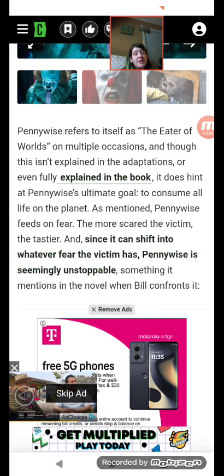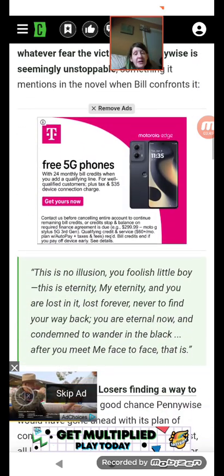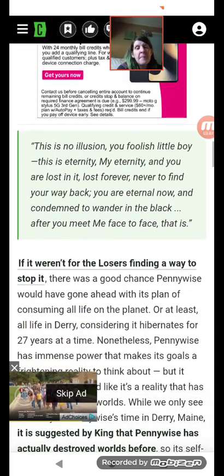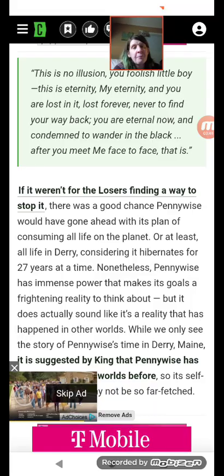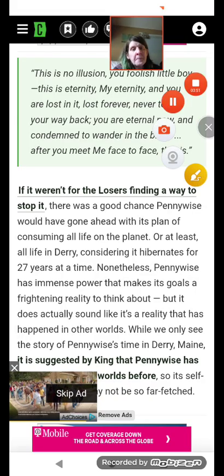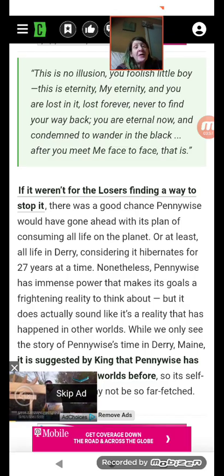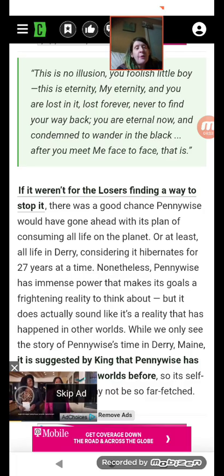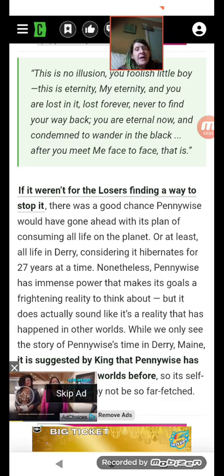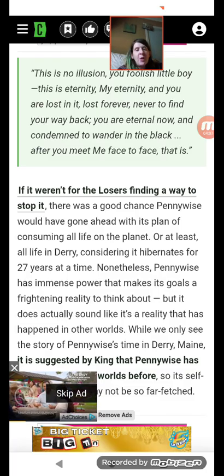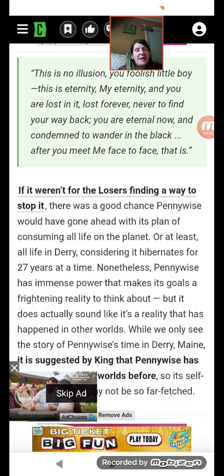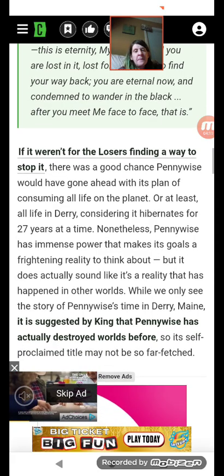Something it mentions in the novel when Bill confronts it. This is no illusion, you foolish little boy. This is eternity, my eternity, and you are lost in it, lost forever, never to find your way back. You are eternal now, and condemned to wander into black after you meet me face to face, that is.